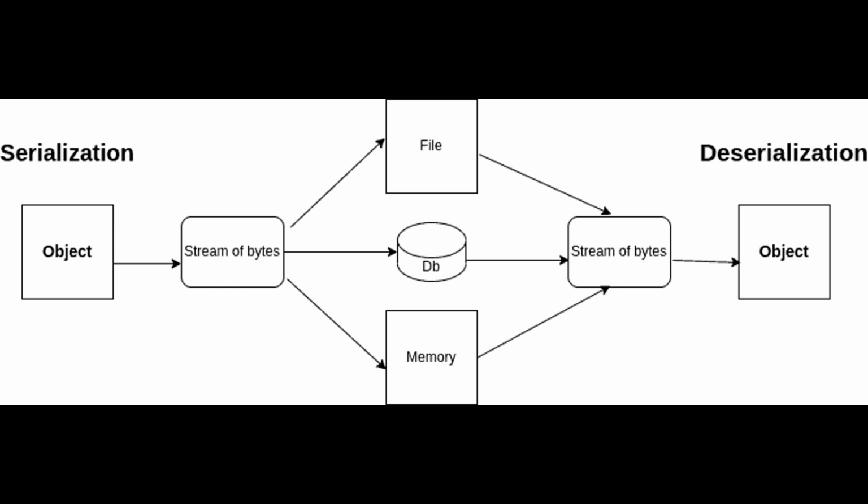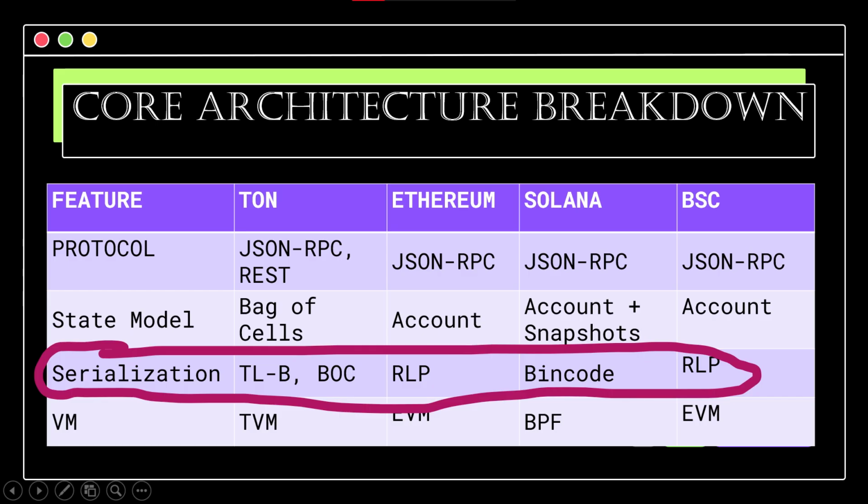TON uses TL-B, which is a schema system for defining data formats. Ethereum uses RLP, which encodes nested structures. It is efficient, but it lacks schema enforcement. And Solana uses bincode, which is a compact binary format used in Rust. It requires manual deserialization, and it is prone to lots of errors.